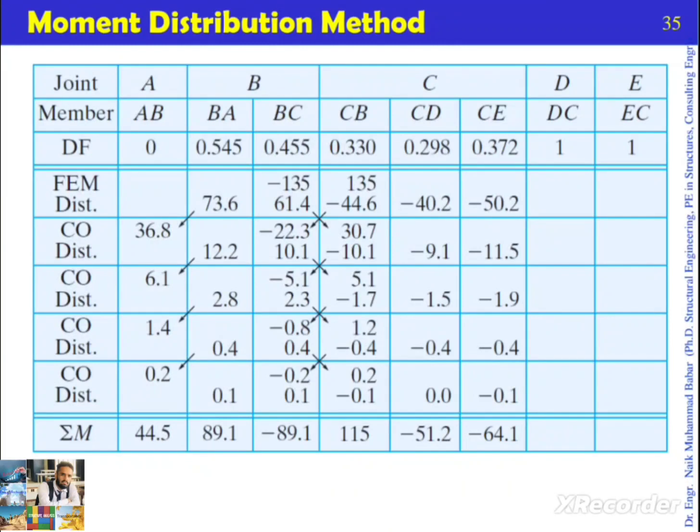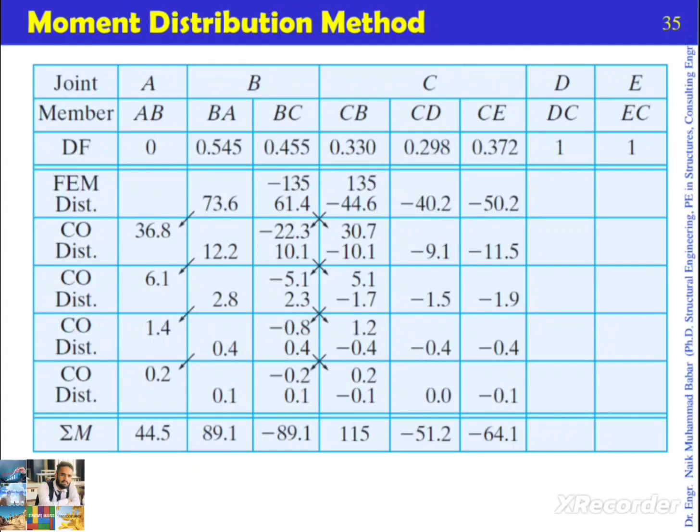Now the fourth row is fixed end moment. We calculate the fixed end moment for each member. The fixed end moment for AB is 0, for BA is also 0, for BC is minus 135, for CB is plus 135. And for the rest of the spans CD, CE, DC and EC, the fixed end moment is 0.